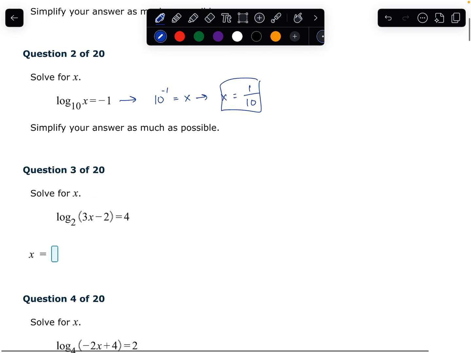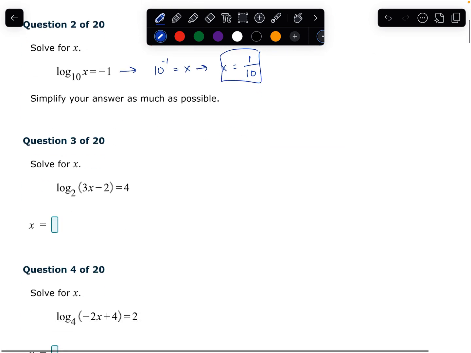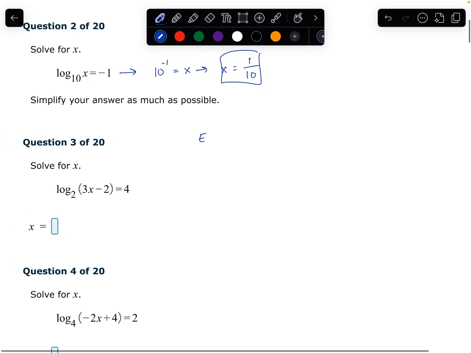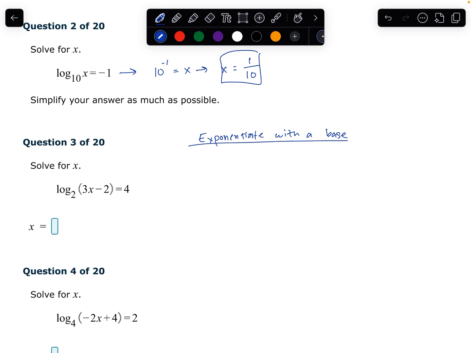Okay. All right, now here, you can keep doing that same kind of technique. However, I'm going to introduce an alternate technique, and that is doing what we call exponentiating with a base. There's an operation we're going to call exponentiate. Exponentiate with a base. So this is a process.